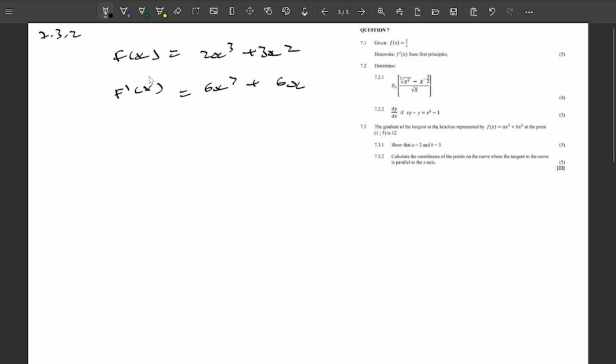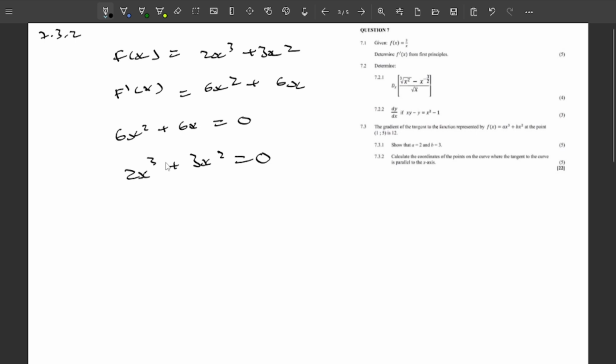Now after you found this, remember that the gradient of the tangent at that point equals 0. And the function at the x-axis is equal to 0. Why? Because when we look for the intercept, we let y equal 0. Good. So from there, we can do the maths.